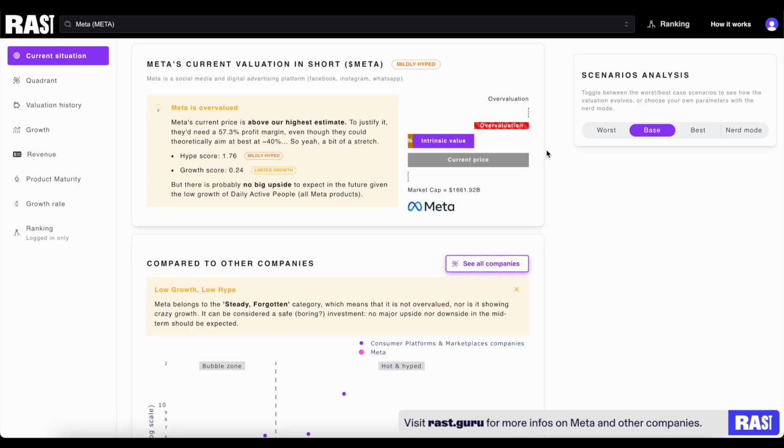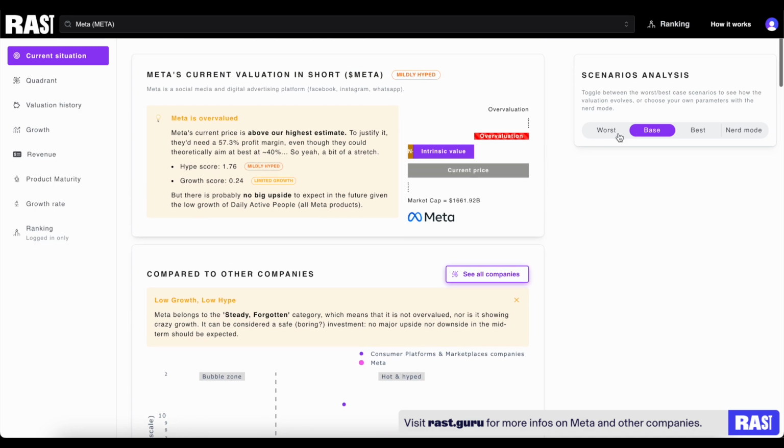Since we don't actually have a crystal ball, our members have access to different valuation scenarios. We provide base, worst, and best case scenarios and a nerd mode where you can adjust the parameters yourself. Most charts on the page update instantly to reflect the chosen scenario. In Meta's case, we can see that even in the best case scenario, it seems to be overvalued.